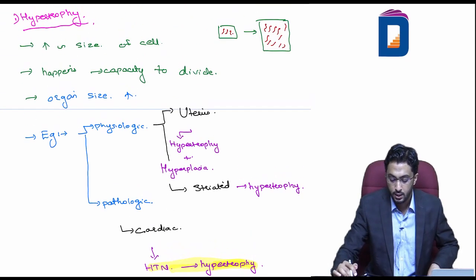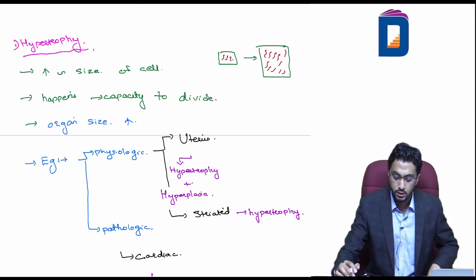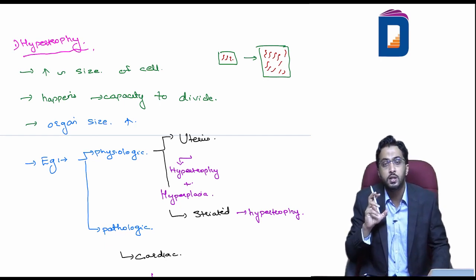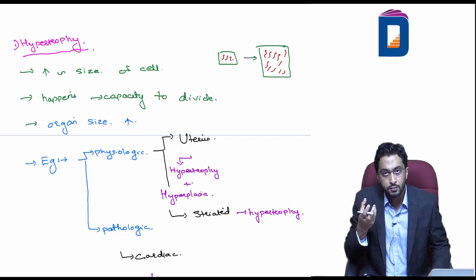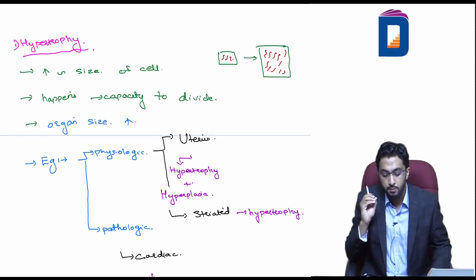So this is about the different examples of hypertrophy. So what all did you see in hypertrophy? There is an increase in the size of the cell, and thereby an increase in the size of the organ. The reason why hypertrophy happens and hyperplasia doesn't is because the cells have limited capacity to divide. And the other thing you have to know is that in both cases, whether it's hypertrophy or hyperplasia, the organ size increases. And examples, physiologic and pathologic.